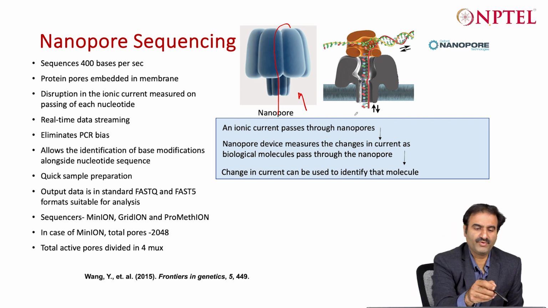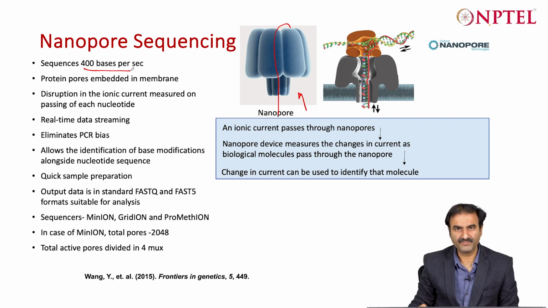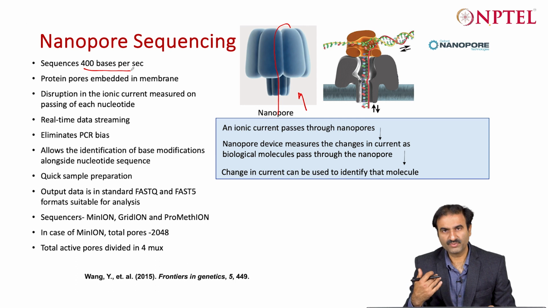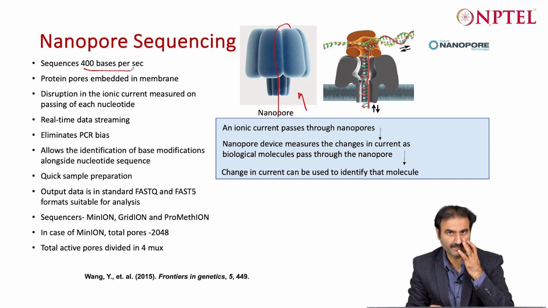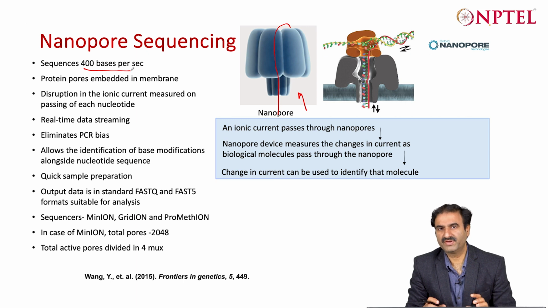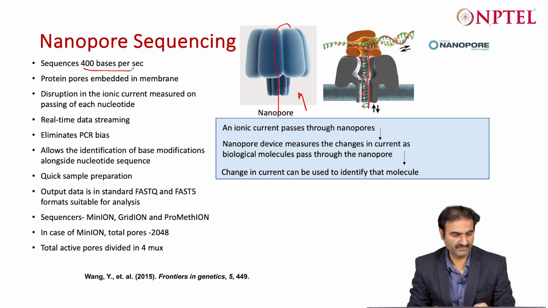You can do almost 400 bases per second in real time, so that when it is passing through, you can quickly see what bases have been produced. That also helps you to quickly correct if there is some error, or also allow some of the pores to do sequencing and some not, so that you can do selected sequencing also, right?